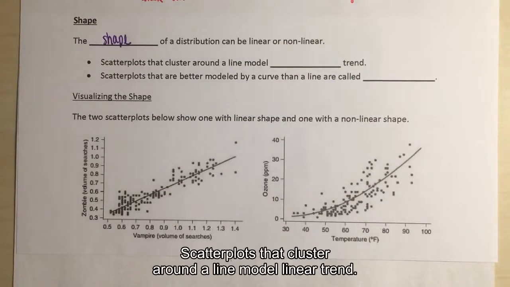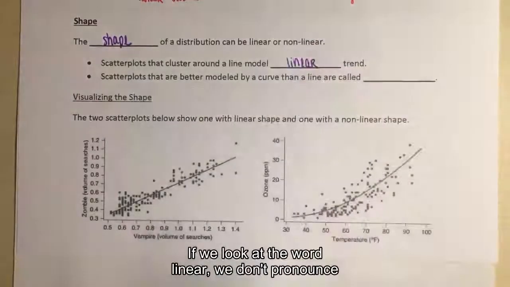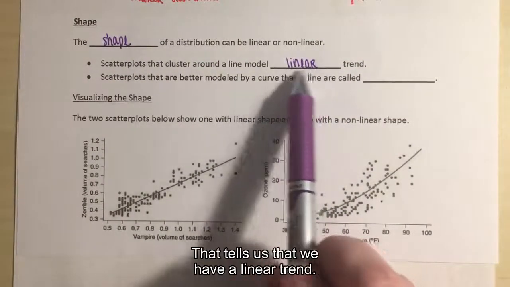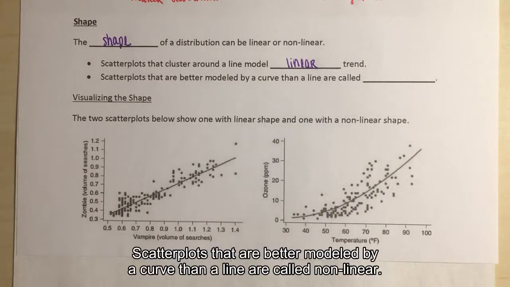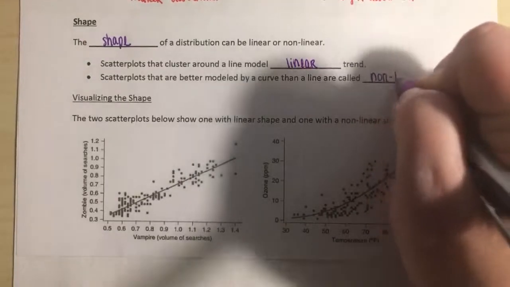Scatter plots that cluster around a line model linear trend, right? Because if we look at the word linear, we don't pronounce it like the word line, but the first 4 letters are still the same. So that tells us that we have a linear trend. It's in the shape of a line. Scatter plots that are better modeled by a curve than a line are called nonlinear.